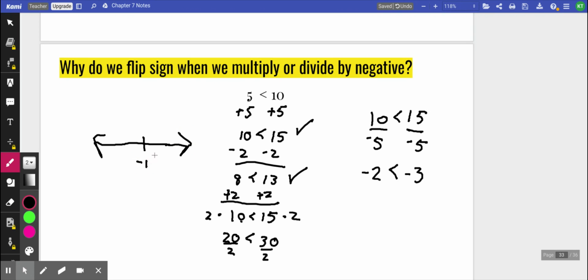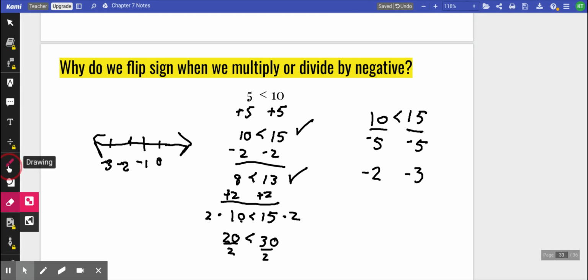Right, here's -1, 0, -2, -3. -2 is right here. It's right of -3, right? Remember, as we go from left to right, these values are getting larger. So this is not a true statement. So when we multiply or divide by a negative, that's why we have to flip the sign, or else it's no longer true, right?